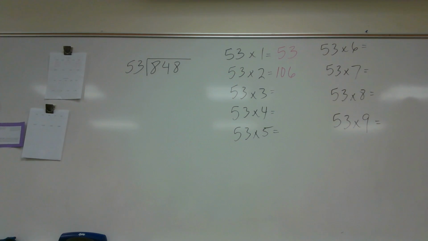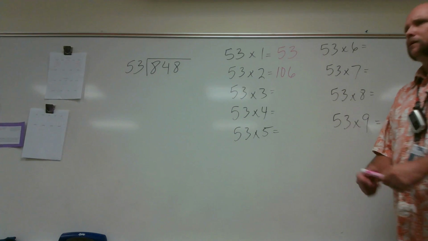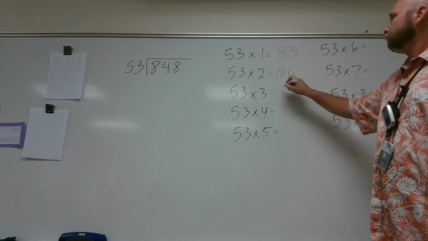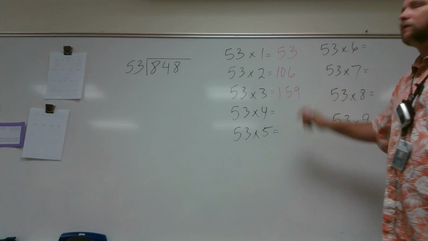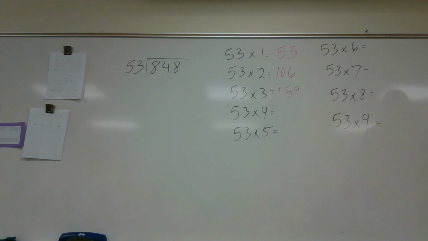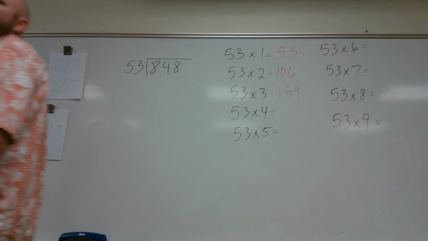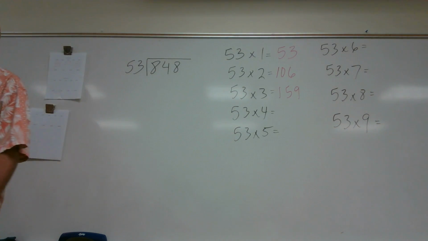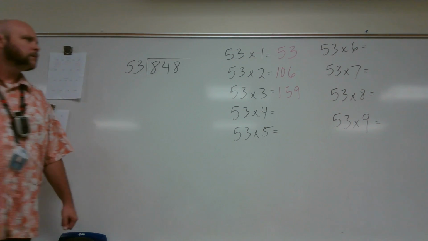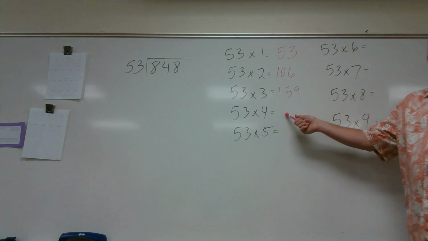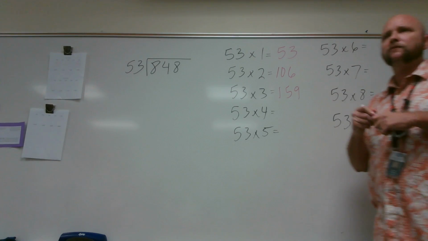Looking at this problem. Reuben, what is 53 times 3? 53 times 3 is 159. If you see an error when we're doing this, let me know. I don't have any idea what you're doing. Bethany, what is 53 times 4? It's not 318. Times 4 is 212.